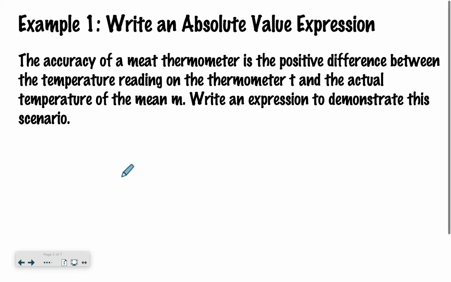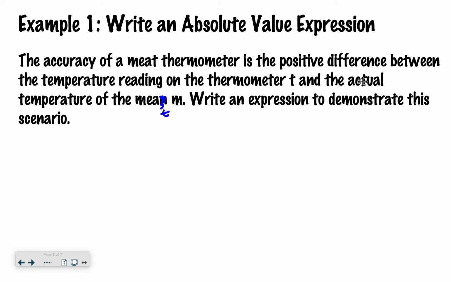Okay, so now that we've recapped that, let's jump into the lesson. Example 1: write an absolute value expression. We have: the accuracy of a meat thermometer is the positive difference between the temperature reading on the thermometer and the actual temperature of the meat. That should say meat, not mean, sorry. Of the meat, M. Write an expression to demonstrate this scenario.